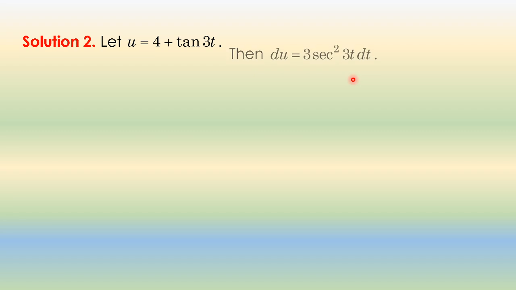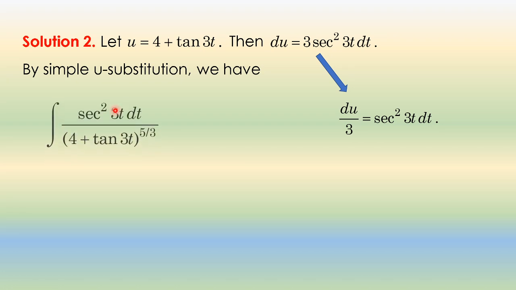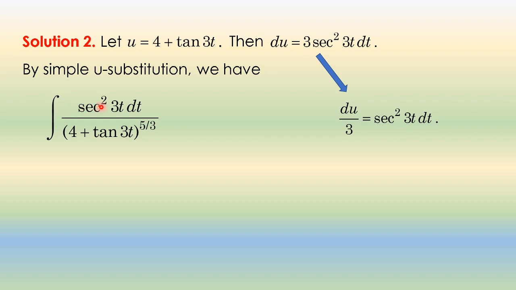So another way, of course, is by the use of substitution. So we have du is equal to 3 secant squared 3t dt coming from this u. So let us express the given integral in terms of u. So this is du over 3. So coming from here, we solve secant squared 3t dt. So that is du over 3 divided by 3. We get this quantity.